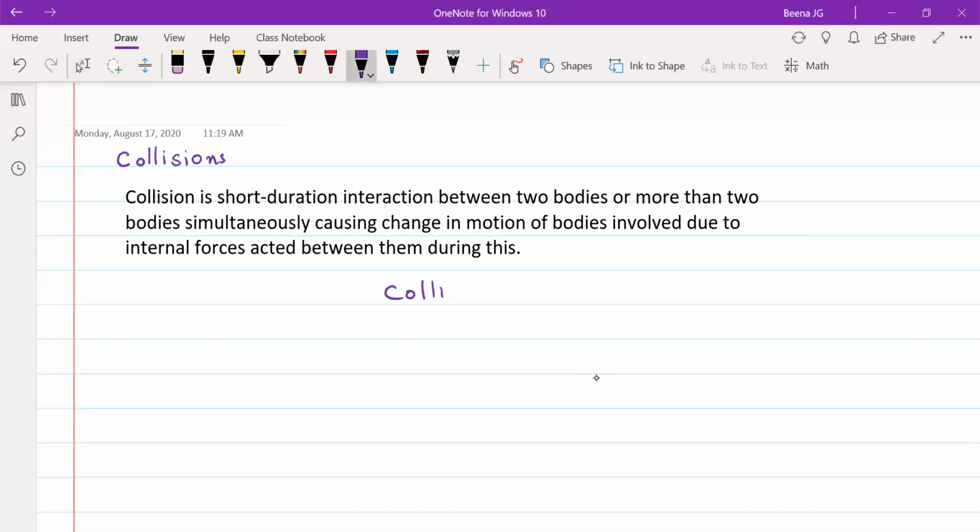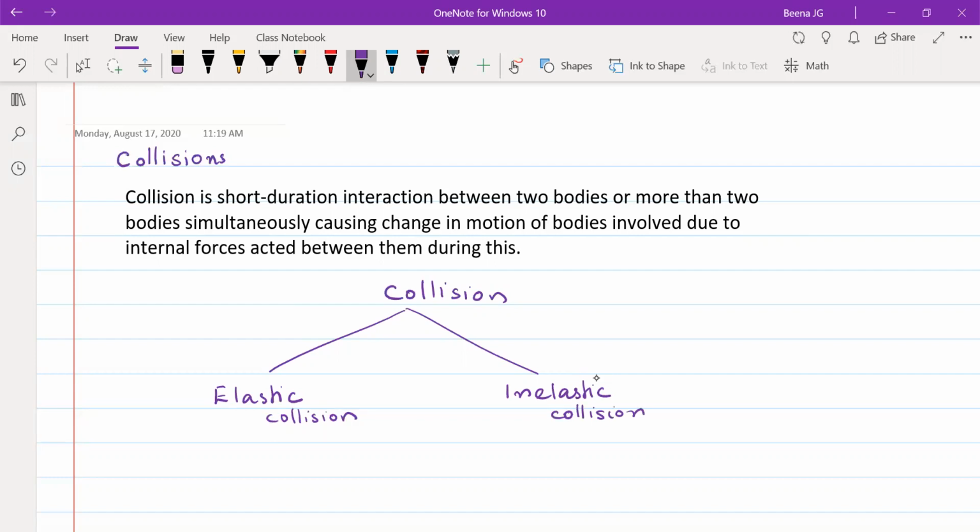Now this collision, when we are looking, is classified in general into two. So we are going for the classification right now. The basic classification is elastic and inelastic: elastic collisions and inelastic collisions. Now we will see what are the main properties of these two types of collisions, or else the characteristics of these.